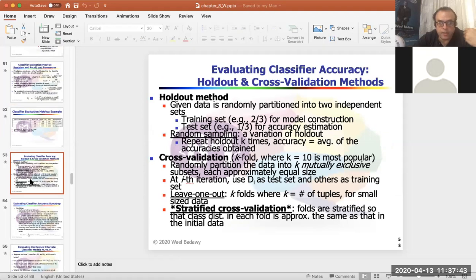There are other ways of evaluating classifiers. This is the hold out method, where I have data partitioned into 2 independent sets, the training set and the test set, using random sampling. I repeat holdout k times, and the accuracy will be the average. There is also something called cross validation. Cross validation is where I have k mutually exclusive subsets, and in each iteration I get different tuples, and I can do the validations.